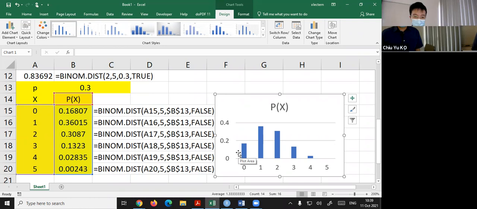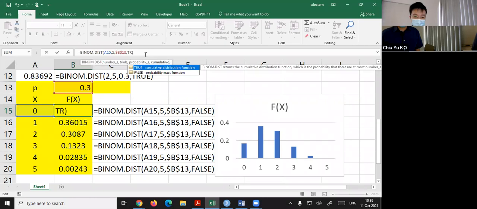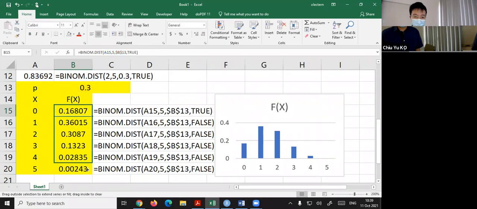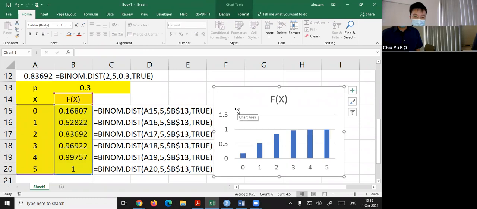You can change the color, whatever, but this is how you draw the P of x. The next thing is to draw the f of x also. The f of x will be very much the same. Maybe I just change here to make it faster. See, I change false to true and carry it all the way downward. Exactly, you have f. So you can see very quickly that I'm done. You have f of x. Of course, you can create another table, but I'm being a little lazy. You can create another column and do the same thing.